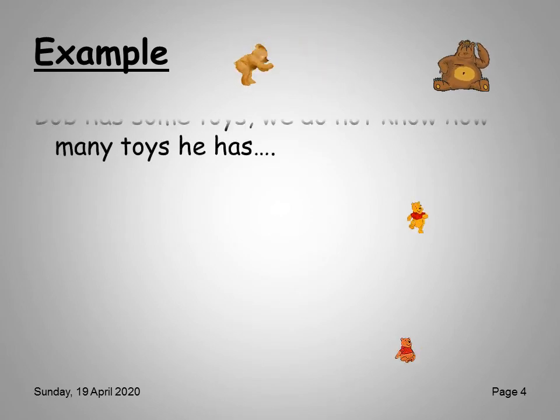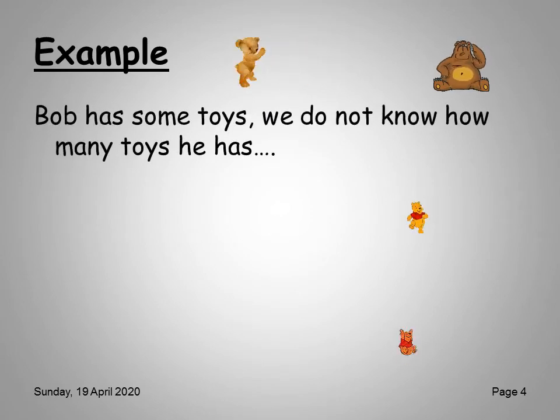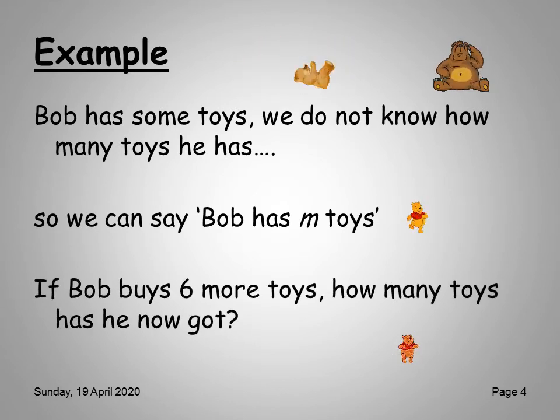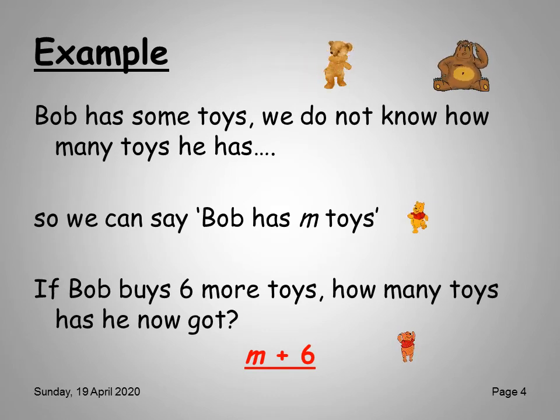One more example. Bob has some toys. We do not know how many toys he has. So we can say Bob has M toys. M number of toys. M is another letter. If Bob buys 6 more toys, how many toys has he now got? He already has M and he bought 6 more. So we can write M plus 6. This is another expression.